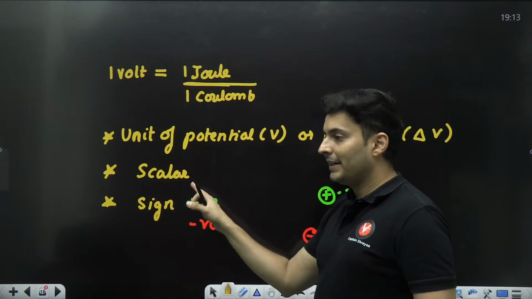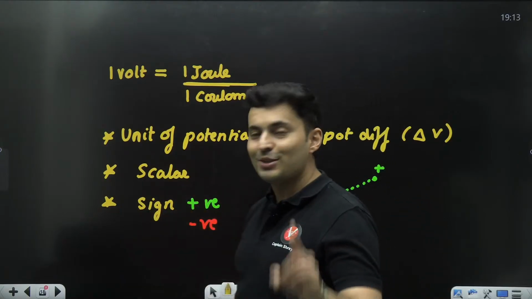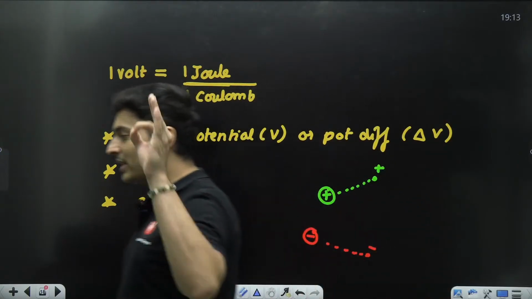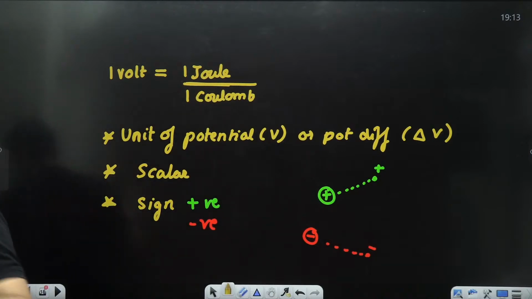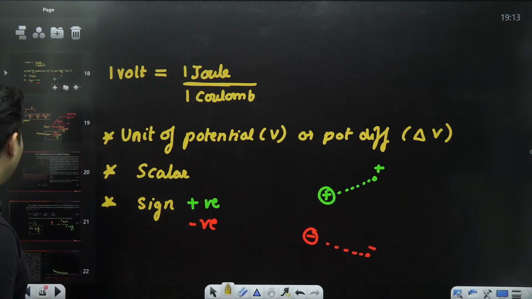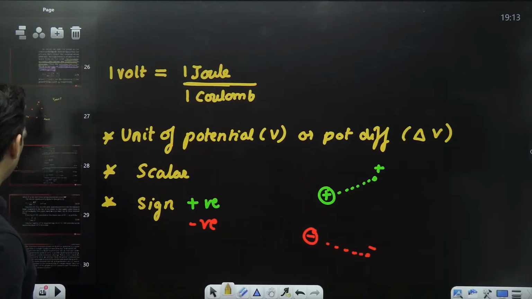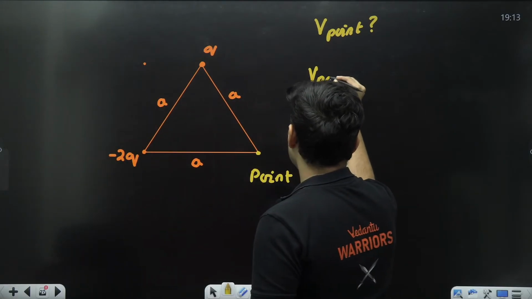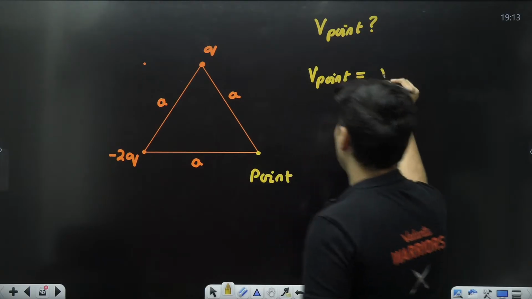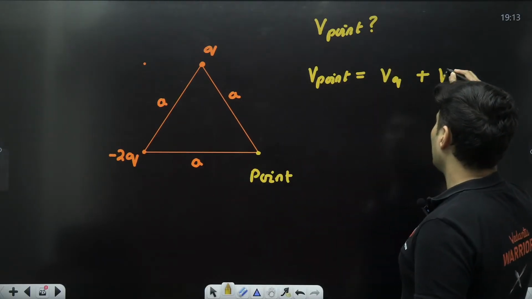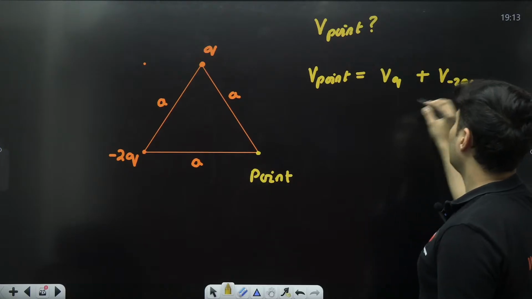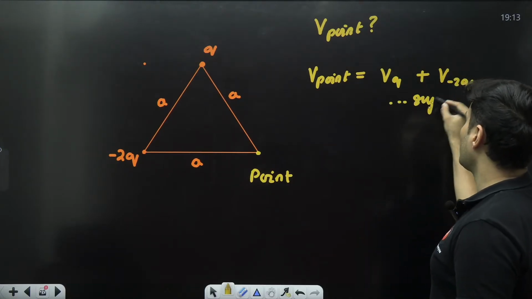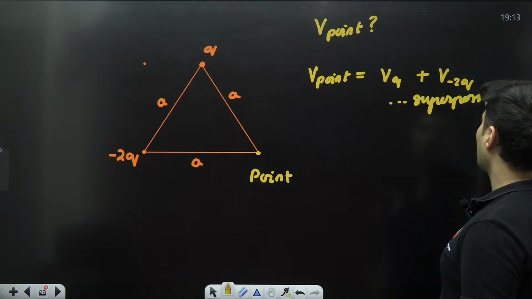Scalar. Electric potential is a scalar, which means you don't have to worry about the directions. Signs, yes, but not the directions. So coming back over here, the total electric potential at that particular point will be potential due to Q plus potential due to negative 2Q. This is using just superposition.